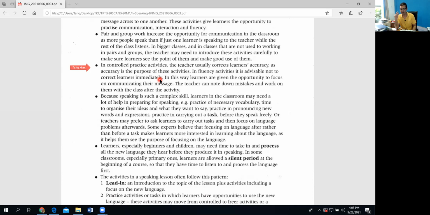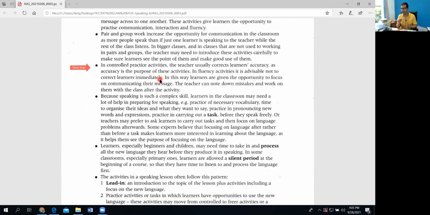Yes, sir. Keep that, note it down, okay? Do not mix these two. But on the other hand, if you do fluency practice, where you want to make the student fluent in speaking, then do not do correction immediately.